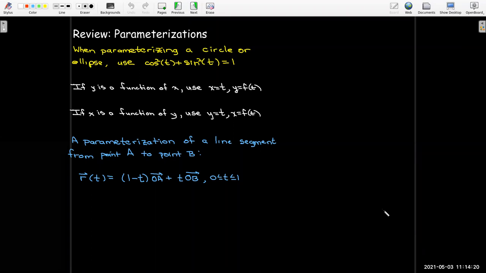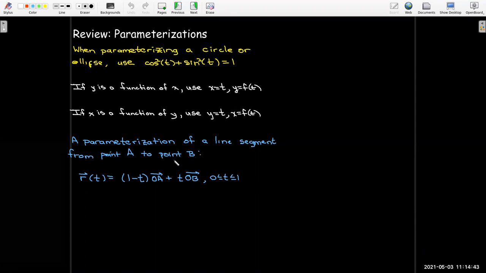All right, so we looked at parameterizing a circle or ellipse. We looked at when I have one variable written as a function of the other. And then the last case, which is a worthwhile special case, is if we want to look at a line segment going from A to B.